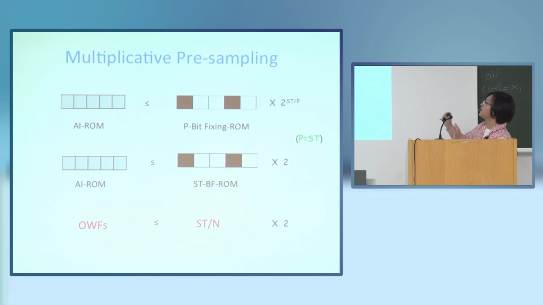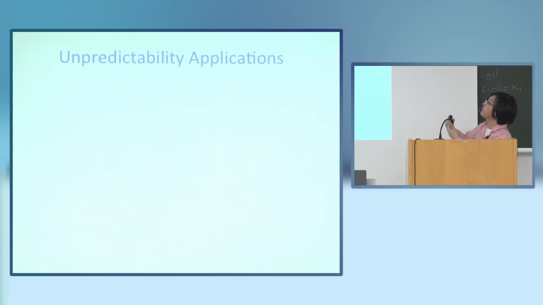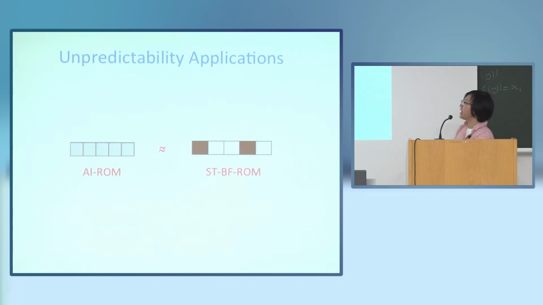I think there's a very nice conceptual message here. For applications like one-way function, we don't care about the multiplicative error. The AI-ROM model is just the same as the ST bit fixing model. It's essentially just ST locations fixed. So you can prove things very easily.